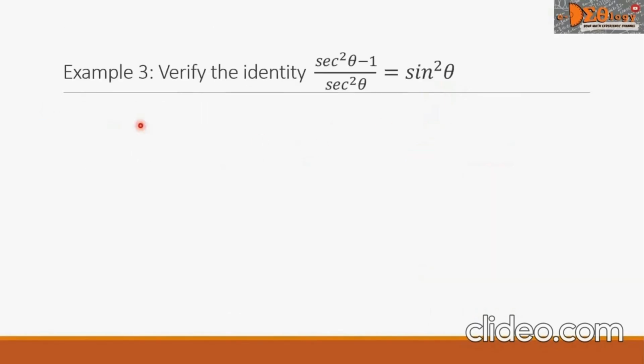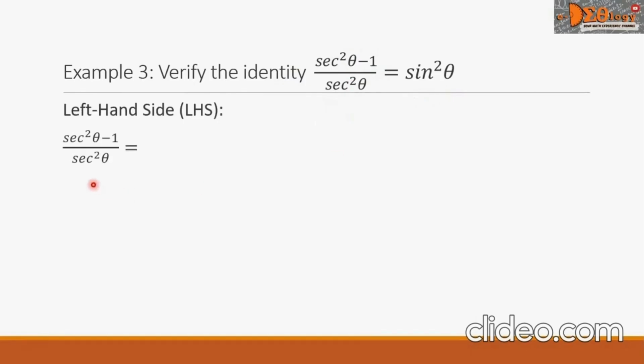Let us have example 3. Verify the identity, the fraction, with numerator secant square theta minus 1 all over secant square theta equals sine square theta. In this problem, the right hand side is simple, the left hand side is a fraction, so we will simplify the left hand side to equal the right hand side.